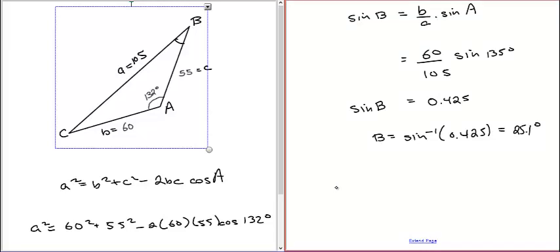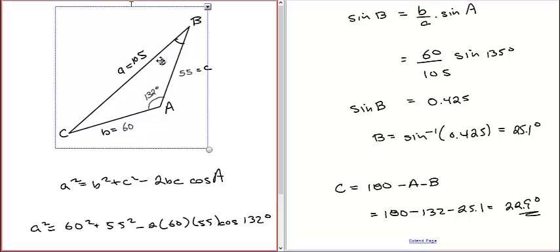And then you can find C. Angle C is just going to be 180 minus A minus B. So you have 180 minus A, which is 132, minus B, which is 25.1, and you get 22.9 degrees. So this angle B is 25.1, and this angle C is 22.9.